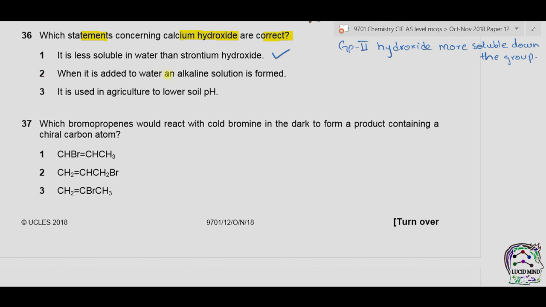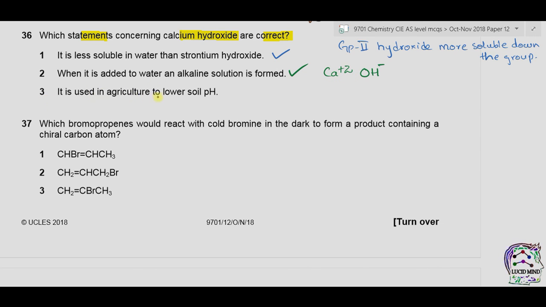Part 2. When it is added to water, an alkaline solution is formed. Calcium hydroxide, when added to water, forms calcium 2+ and hydroxide negative. So therefore this is an alkaline solution. This solution is used to reduce the acidity of soil.